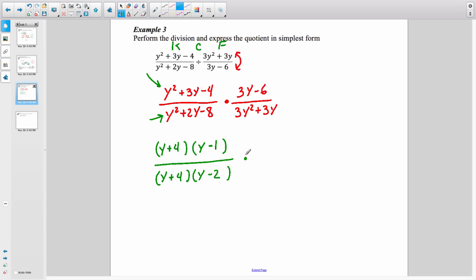Now multiplied by GCF, this one. Not so obvious, but that's the GCF factoring for the top. And on the bottom, another GCF of 3y, and that would be y plus 3.